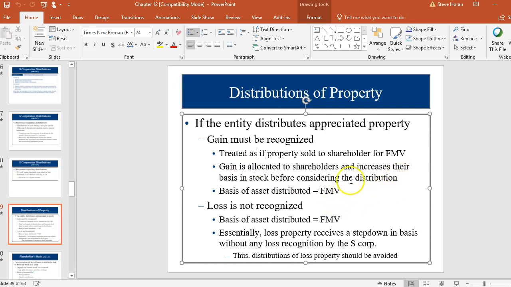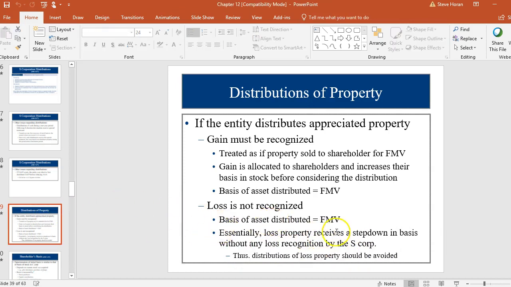Basis of asset distributed becomes the fair market value. A loss is not recognized. The basis of asset distributed is the FMV, fair market value. Essentially, a loss property receives a step down in basis without any loss recognition by the S Corp. Okay, so don't do that. So avoid doing that if you can, would be the rule. Sell it instead, right? Whenever you see that, the corporation should sell it to realize the loss. We will have a homework problem that'll deal with this one too.